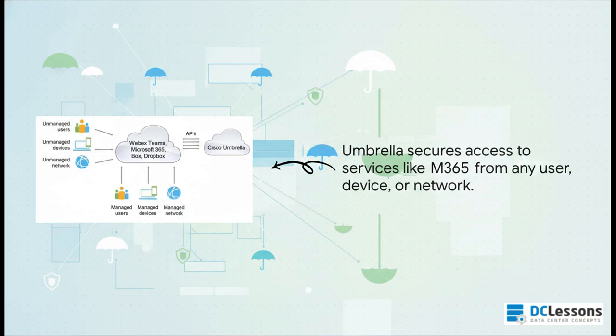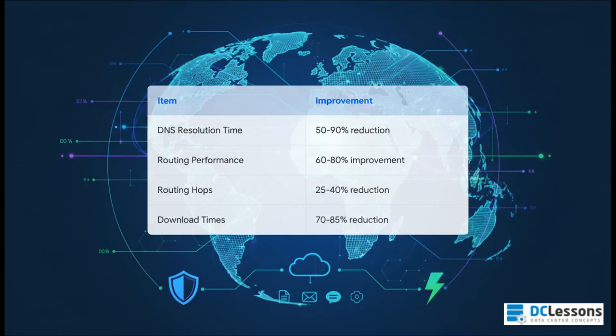Because it's a cloud-native security service, it's built to work with the cloud, not fight against it. It can secure access no matter where the user is or what device they're on, giving you a consistent layer of protection for everything, managed and unmanaged devices alike. And get this, this is the part that might surprise you. This isn't a trade-off between security and speed. Because Umbrella is cloud native, it can actually improve the user experience. I mean, just look at these numbers. We're talking up to a 90% reduction in DNS resolution time and up to an 85% reduction in download times. That is an absolute game changer for user productivity.